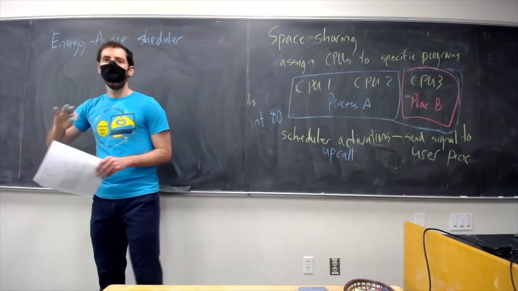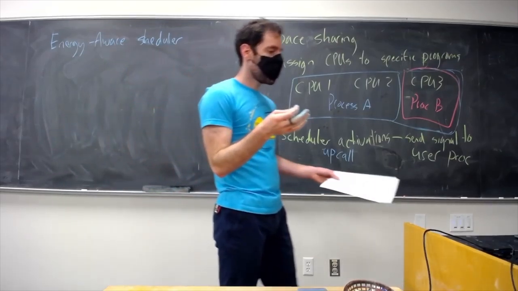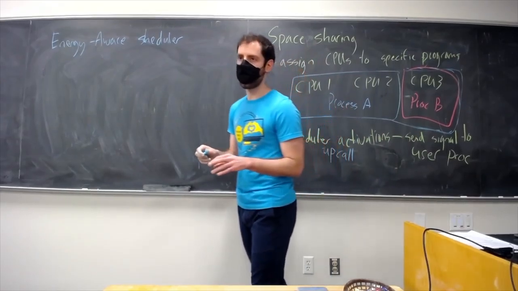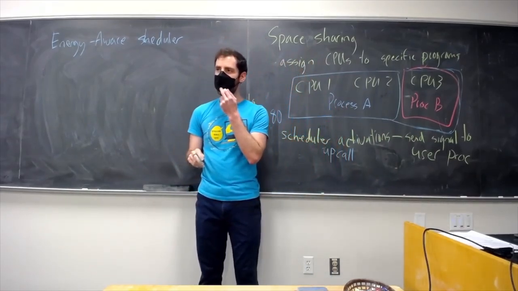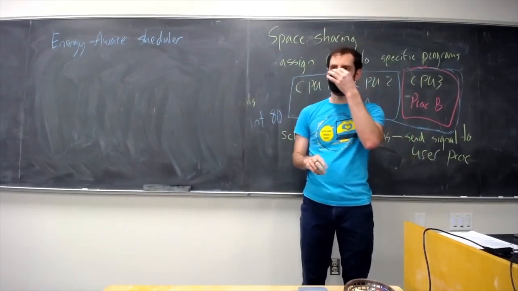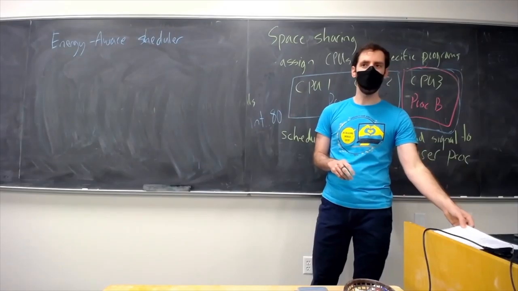You may remember from when we were talking about caches, I also talked about the Apple M1 chip, and it had two kinds of CPUs. Does anyone remember what those two kinds were?